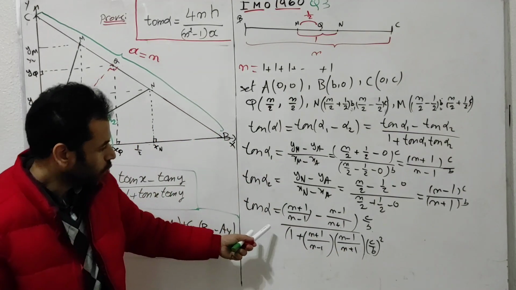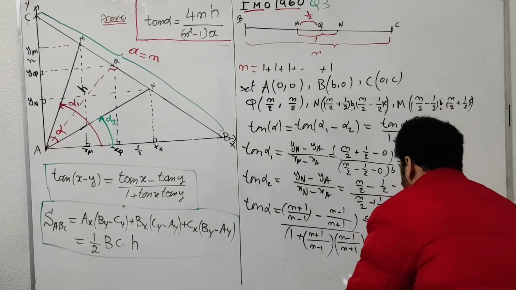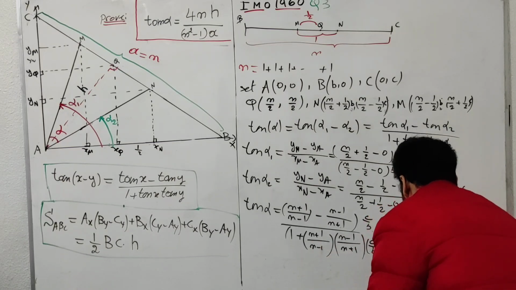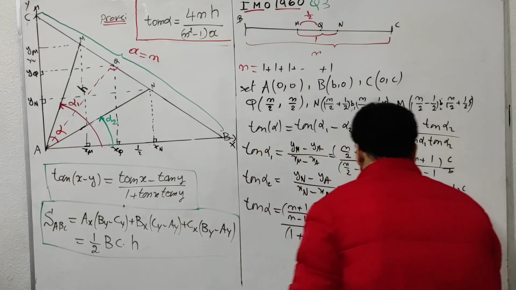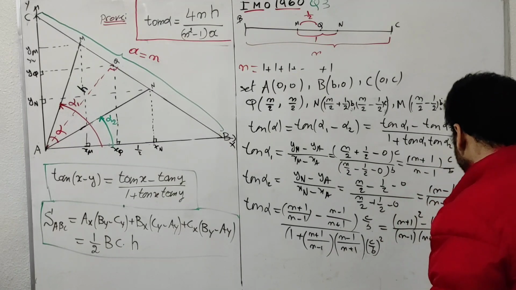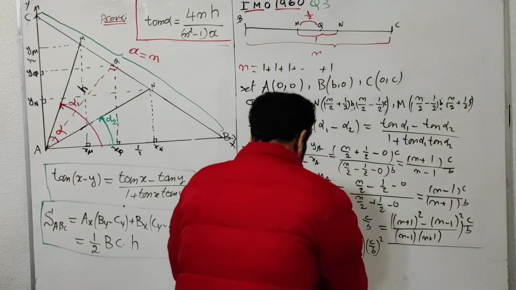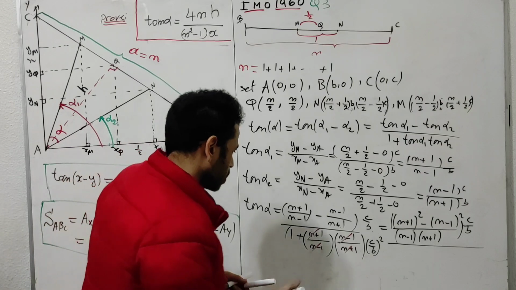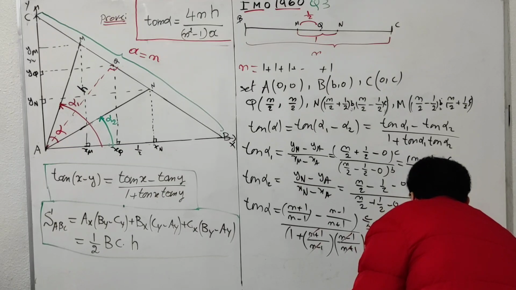Now I'm going to simplify this one out. I will get n plus 1 squared minus n minus 1 squared, divided by the product of n minus 1 multiplied by n plus 1, multiplied by c over b, the whole thing divided by. This one will be cancelled out with this n minus 1, this one will be cancelled out with this one, so I will get 1 plus c over b squared.